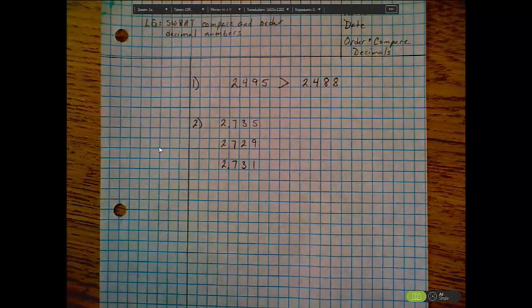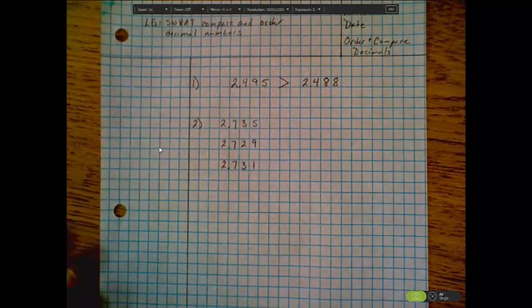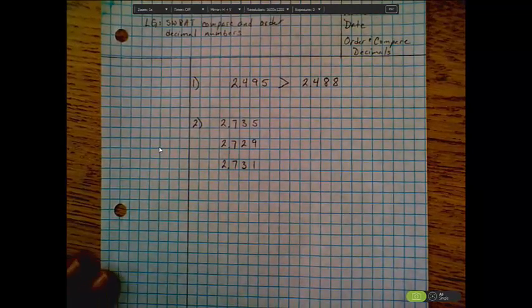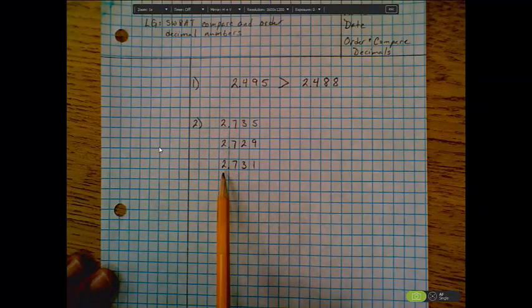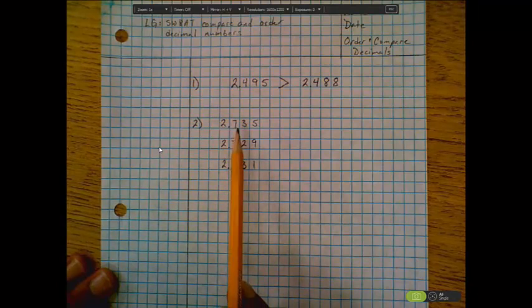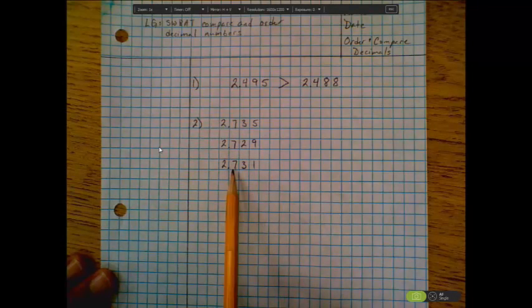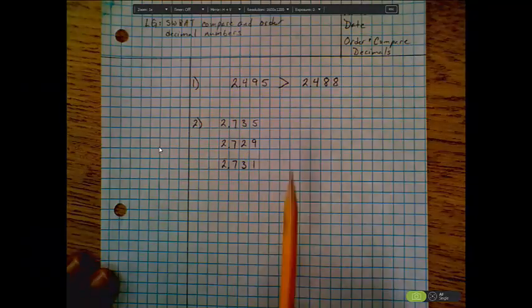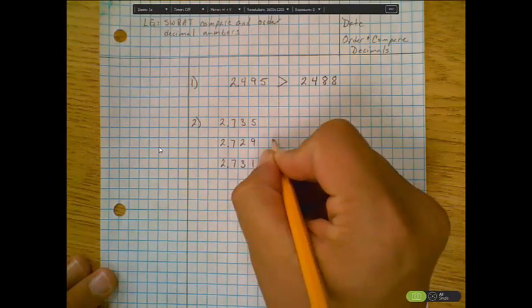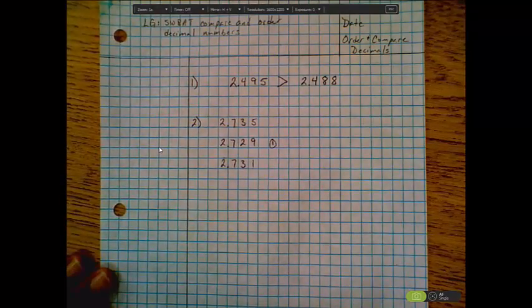Okay, so I've written down the numbers that they've given us, and we're going to use the same comparison that we did before. We start on the leftmost side. We look at these. They all have 2 as a value, so we move one place over. So now we're in the tens place, and we look at that, and they all have 7. So we're going to move one over. We see 3, 2, 3. 2 is smaller than the 3, so this is going to be our first number.